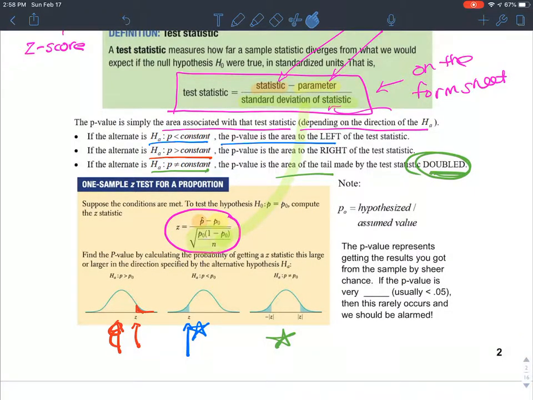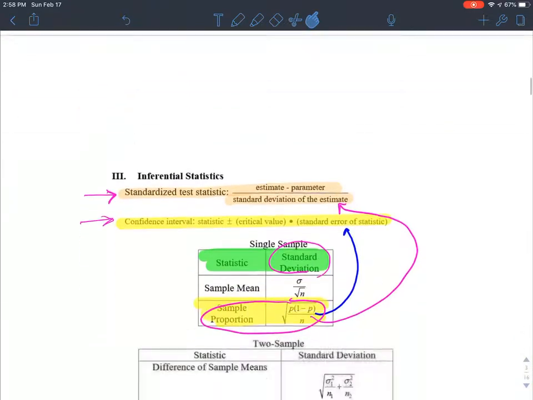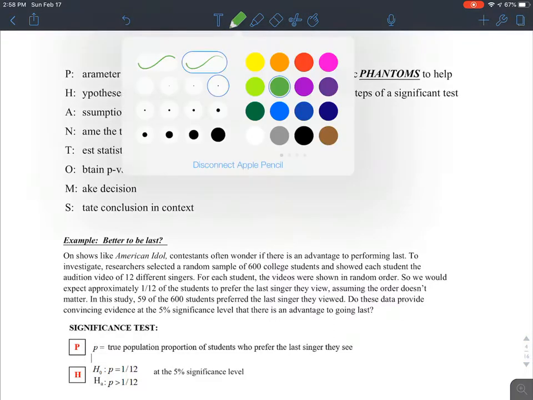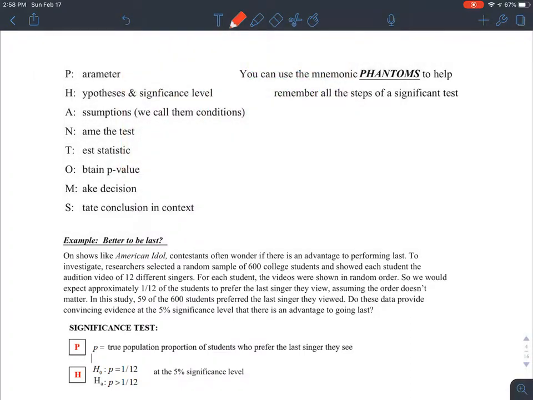So when we do these significance tests, just like with the confidence intervals where we had a process, state, plan, do, conclude, significance tests have a little mnemonic acronym to help you remember the steps. I'm just going to run through this with you, but it's the word PHANTOMS. This helps list all the things that the rubrics are often looking for. Much of this we've actually discussed in section 9.1 when we were introducing significance tests.